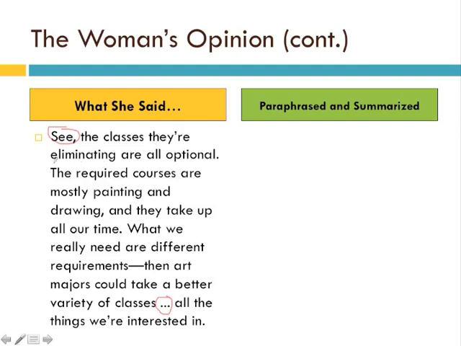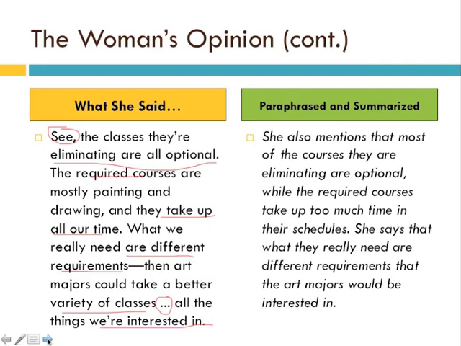Well, first off, the classes they're eliminating are optional, and the required courses take up most of their time. What they really need are different requirements. Then they could take a variety of classes that they're interested in. So now let's see how I paraphrased and summarized them on the right side.